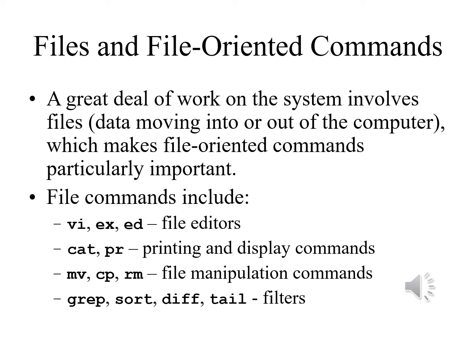There are several different types of files that we have on a Linux system. First of all, there are file editors. There are 3 that we will work with this semester: VI, a full-screen editor, and 2 line-oriented editors: ED, the original editor, and EX, which is an improved version of ED. There are 2 different commands for printing files: cat and pr. We can move or rename files using mv. We can copy them with cp and delete them with rm.